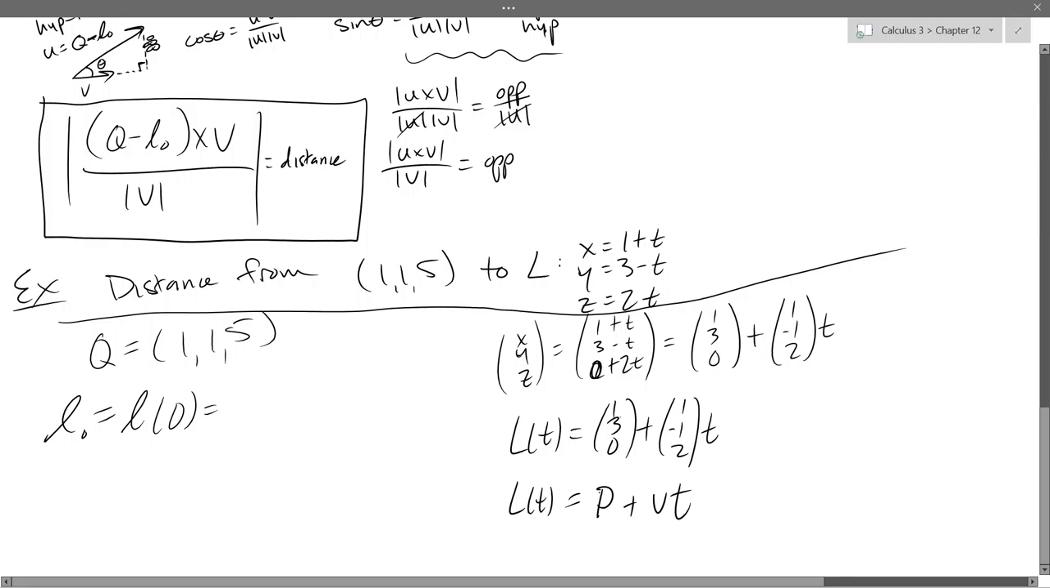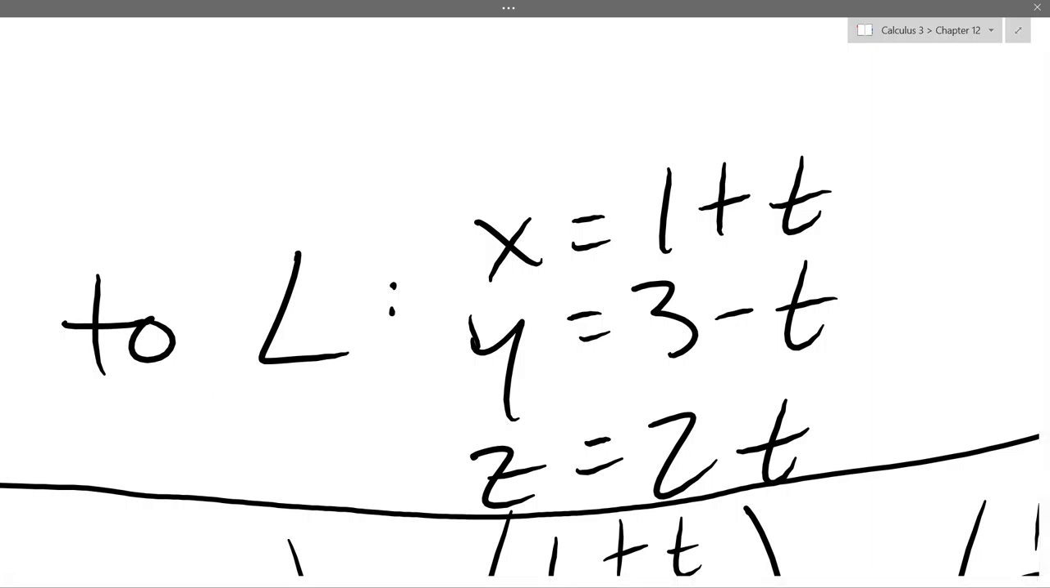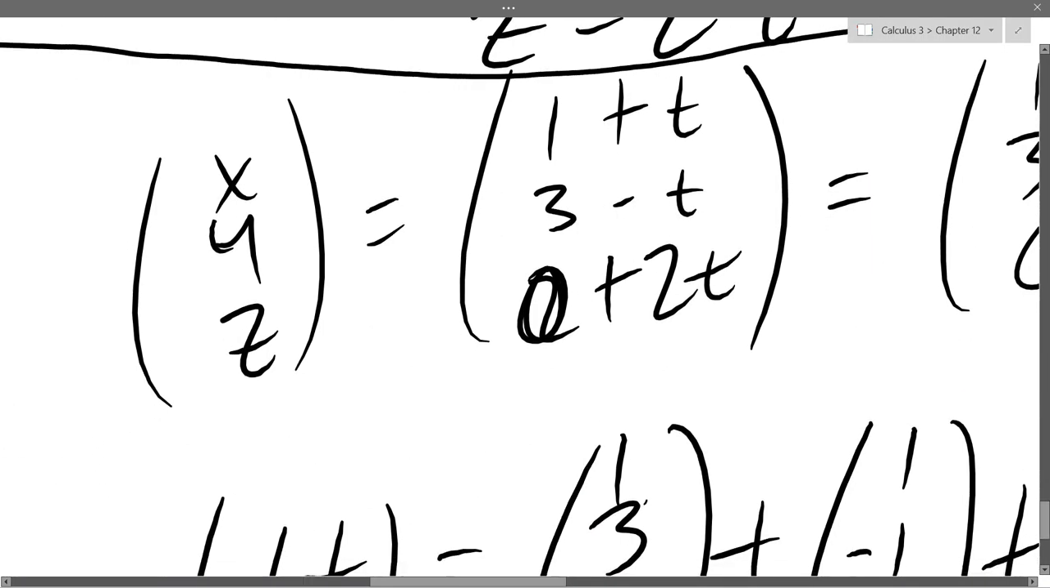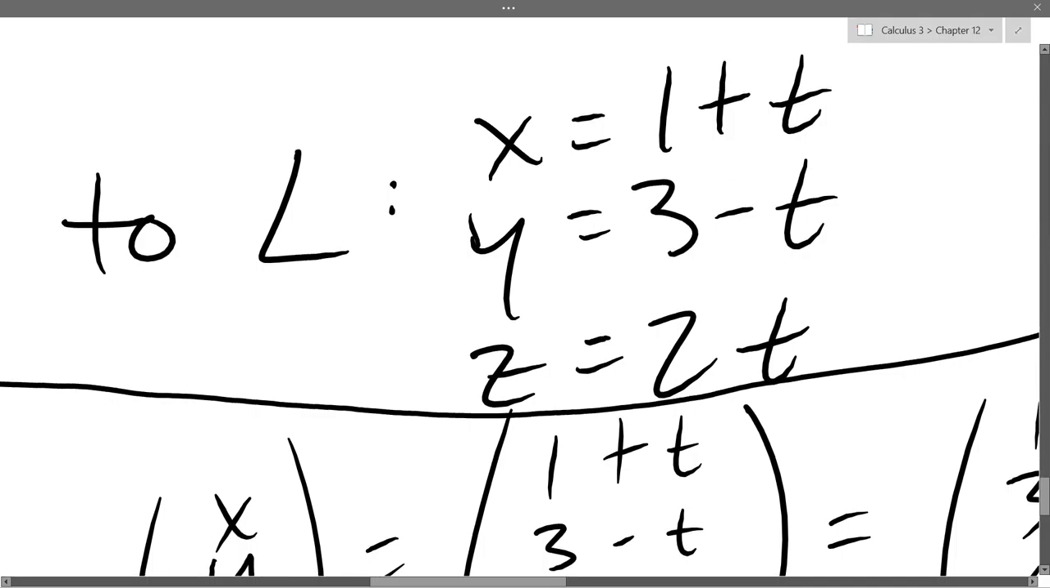So L naught is just L of 0, I'm using a capital L over here. So that's just the point. You actually could figure that out right away, the very first thing. Just plug in 0 for t. You got 1, 3, 2. So that's our point on the line we're going to use. You just plug in t equals 0 right away. And that's our easy point on the line, 1, 3, 2.